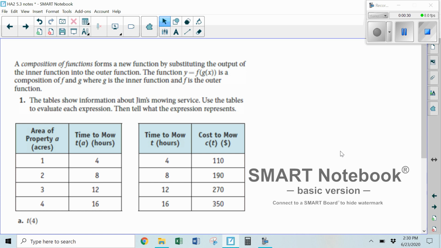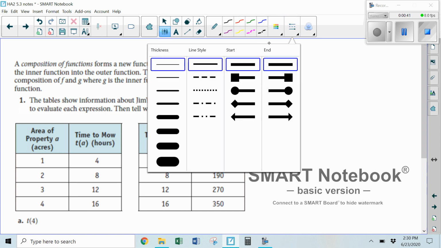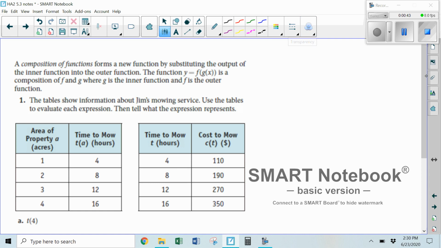The table shows information about Jim's mowing service. Use the table to evaluate each expression. Tell what the expression represents. So there were a lot of words there, maybe a little confusing, but we will work through it.